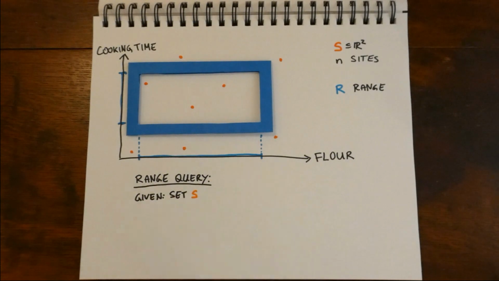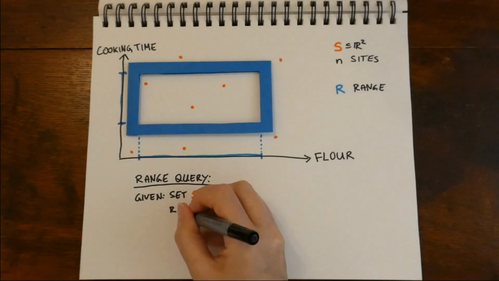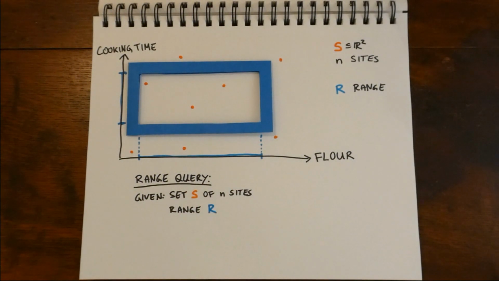We're now ready to define a range query. Given a set of n sites and a range R, which of the sites in S lie inside R? In other words, the output of this range query is the intersection between S and R.